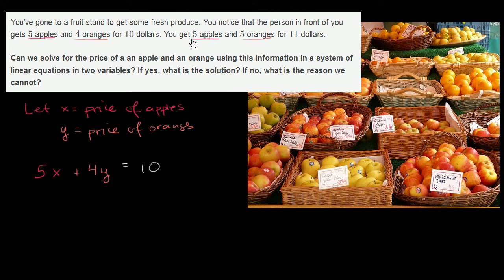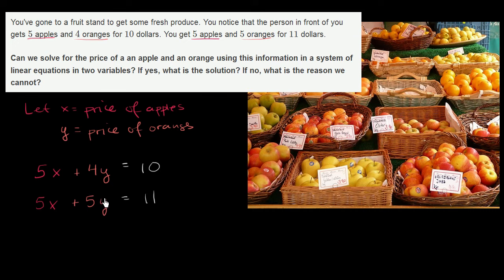Now you get in line and you buy 5 apples, just like the guy in front of you. And you pay X dollars per apple, so you're going to pay 5 apples times the price per apple. This is the amount that you spend on apples. And then you buy 5 oranges, so you're going to pay 5 oranges times the price per orange, which is Y. This is how much you spent on oranges. This sum is how much you spent on apples and oranges, and they tell us that this is $11.